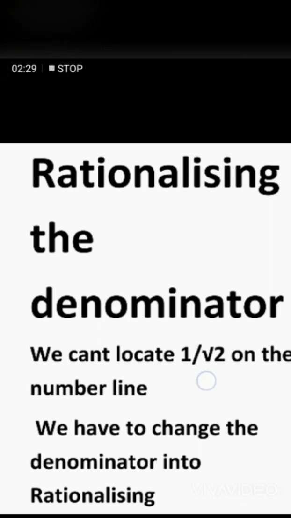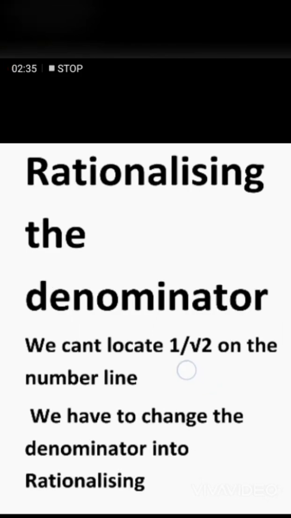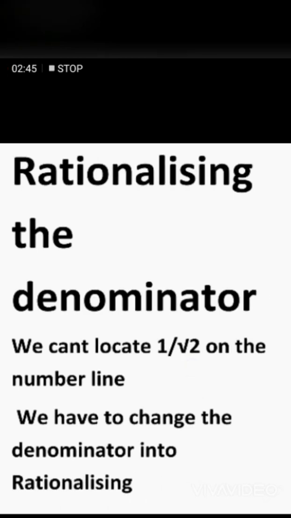Root 2 value is 1.414. It is not an easy way to find out the value of 1 by root 2. In such cases, change the denominator into a rationalizing form. Here, to rationalize 1 by root 2, we have to multiply numerator and denominator with root 2. So, 1 by root 2 into root 2 by root 2. We are going to get root 2 by 2.